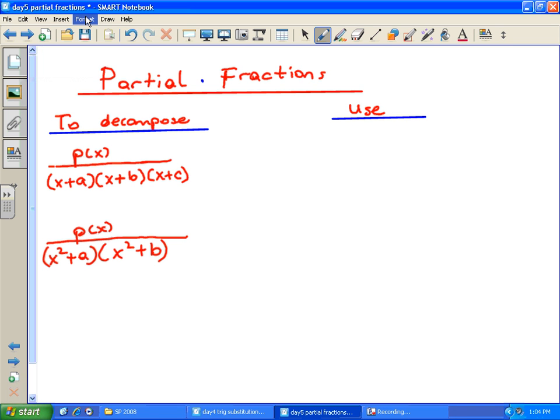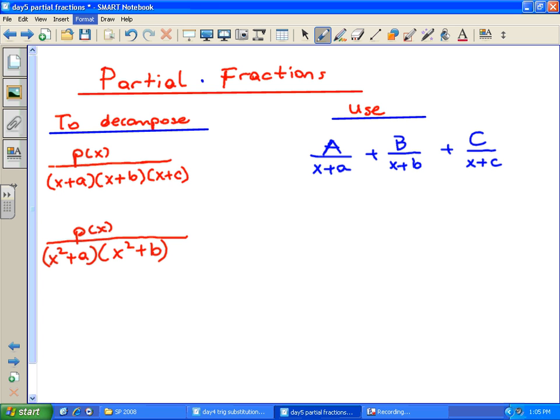So again, the technique of partial fractions to integrate different types of functions, in particular rational functions. They're in the form of a quotient, p of x, a polynomial divided by a product of linear factors. The decomposition we're going to use is a constant A over x plus a, another constant, let's say capital B over x plus b, plus another constant, say capital C over x plus little c. So if you have linear factors in your denominator, we're going to try to separate that fraction into three little fractions.